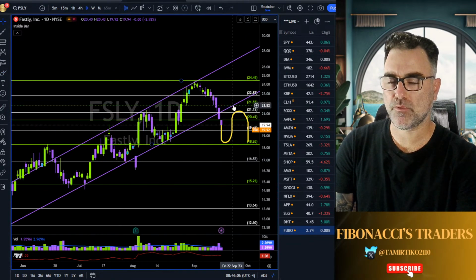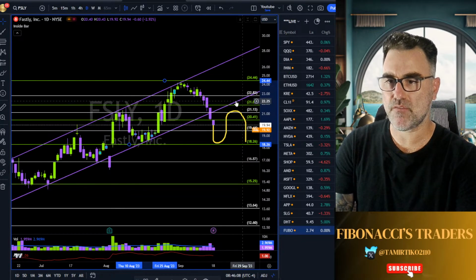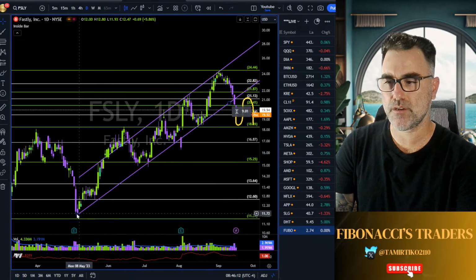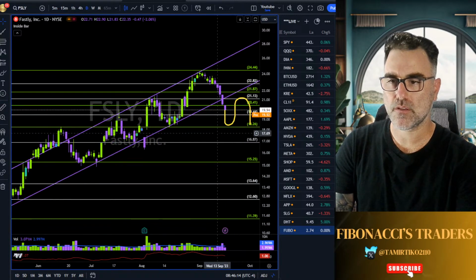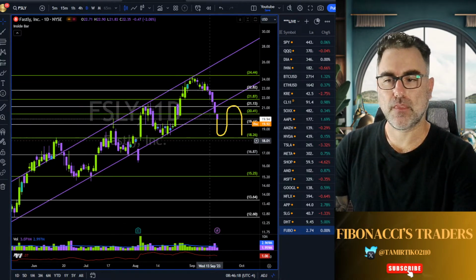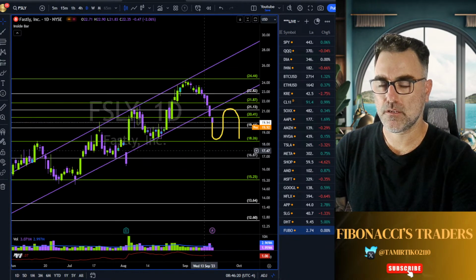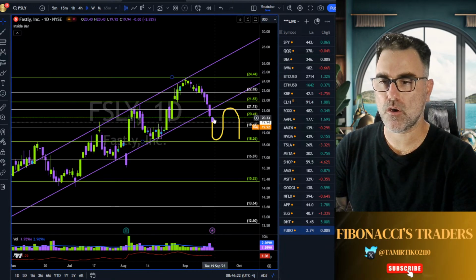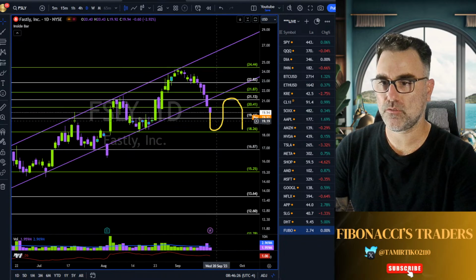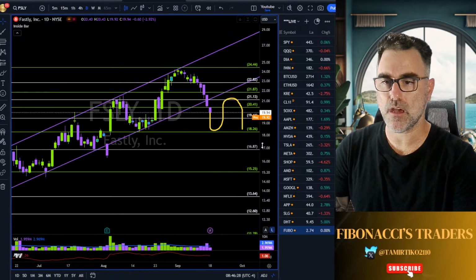Anyway, this purple trend line will become a very tough resistance for price because it was a very important area of support. So if you're looking to go long on FSLY, no long yet. If you are already long, I hope you're managing your risk according to Fibonacci levels and the ATR.